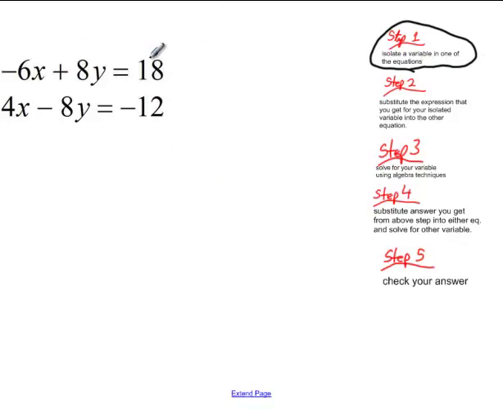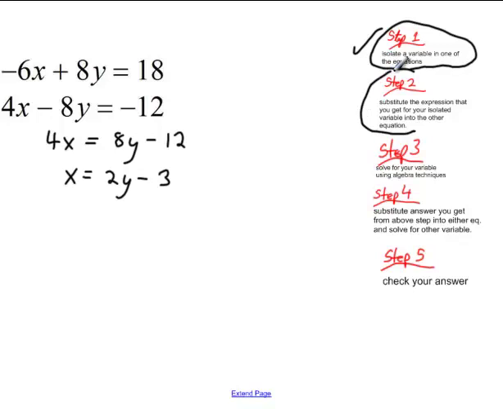So there's no variable that doesn't have a coefficient. So I'm just going to pick one, and it's pretty arbitrary which one you pick. I'm going to pick this bottom one. So let's rearrange this bottom equation. I'm going to add 8y to both sides, so I get 8y minus 12. Now I'm going to isolate x by dividing everything by 4. So 8 divided by 4 is 2. 12 divided by 4 is 3. So now I've isolated my x variable, so step 1 is done.